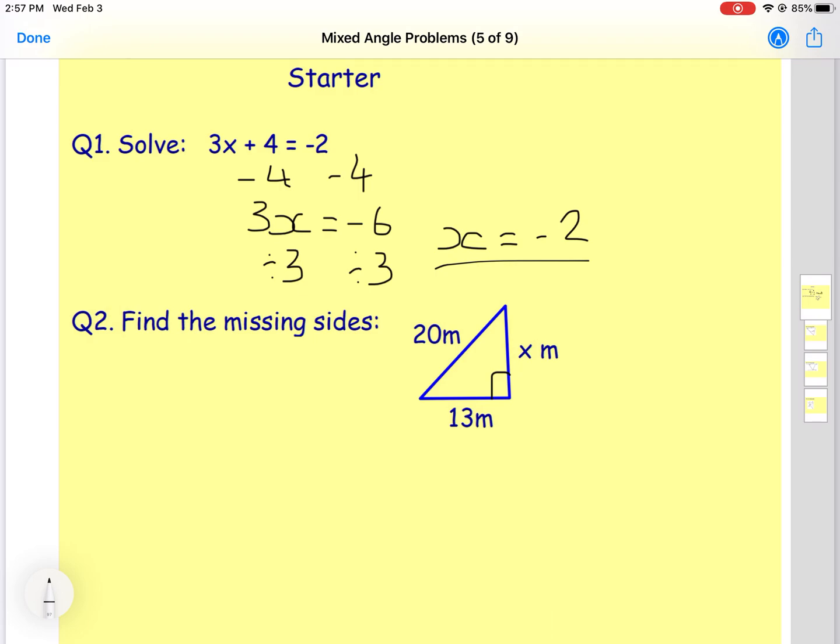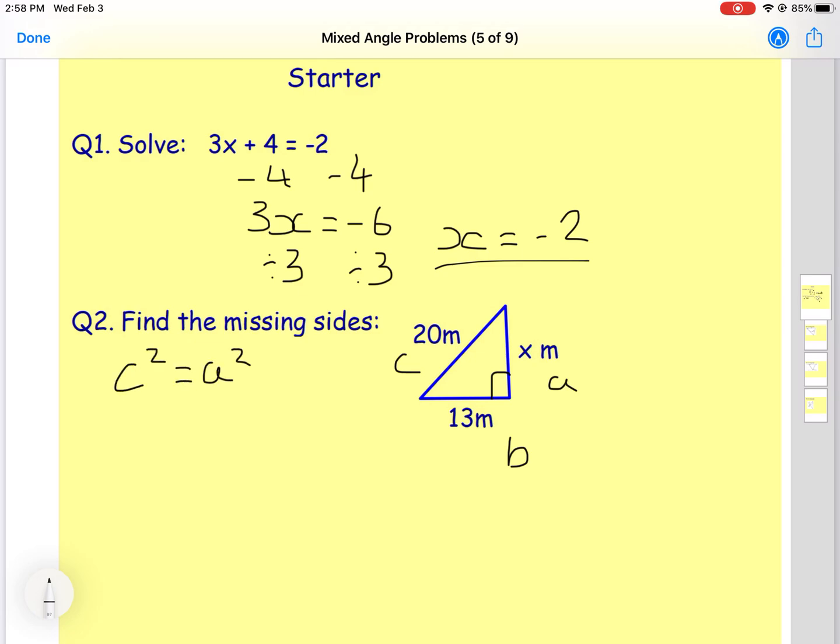Next question here is to find the missing side. Now, we need to use Pythagoras' theorem, which requires us to label our sides A, B and C. You might have thought of using SOHCAHTOA since we have a right angled triangle, but unless we have an angle, then we can't use SOHCAHTOA to find a side. So it has to be Pythagoras.